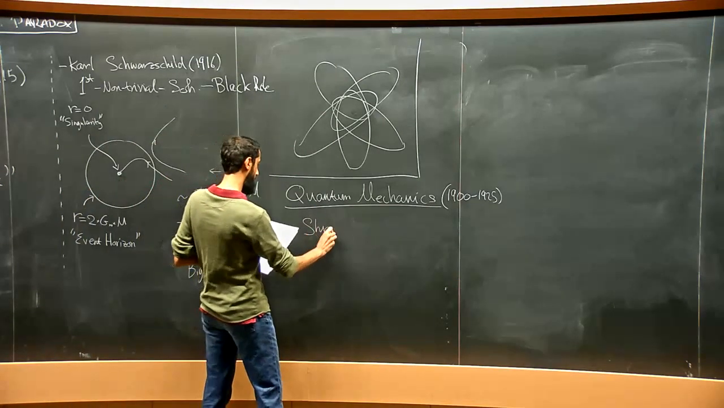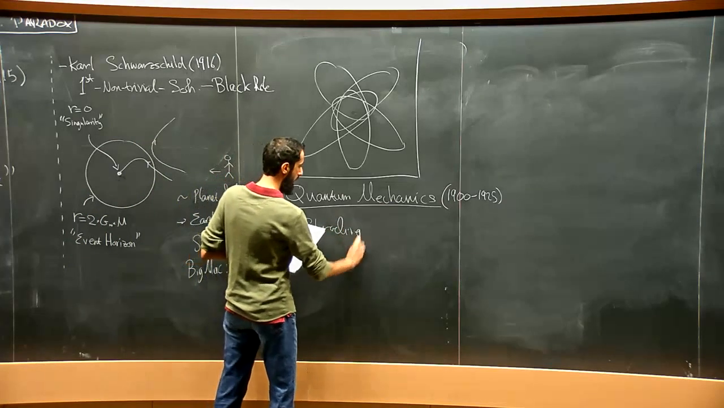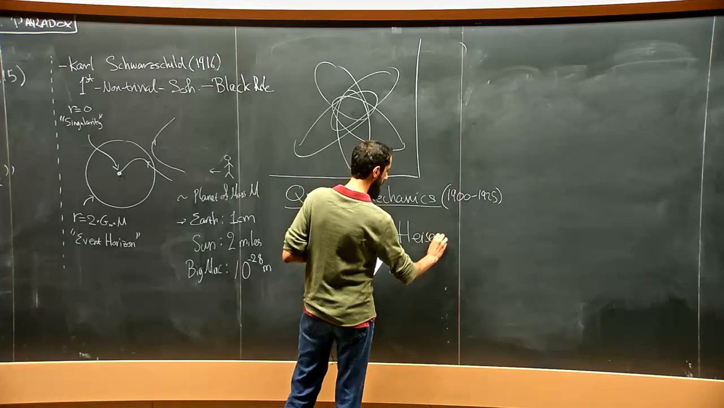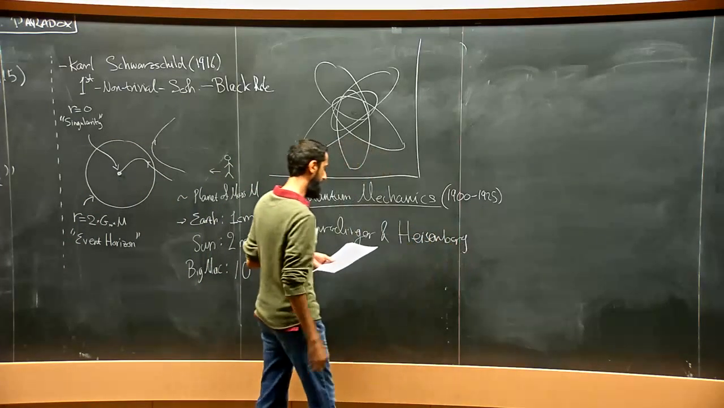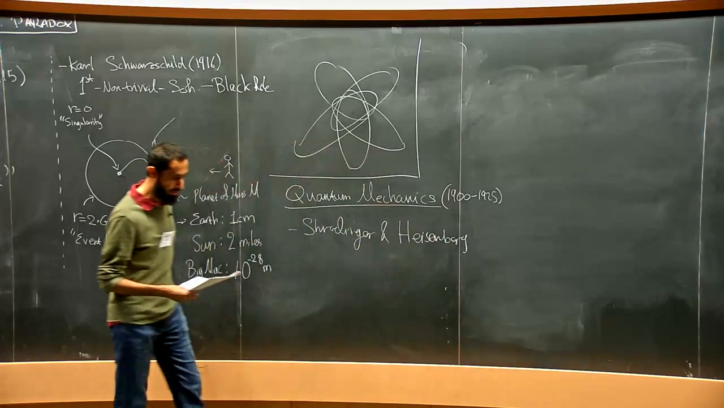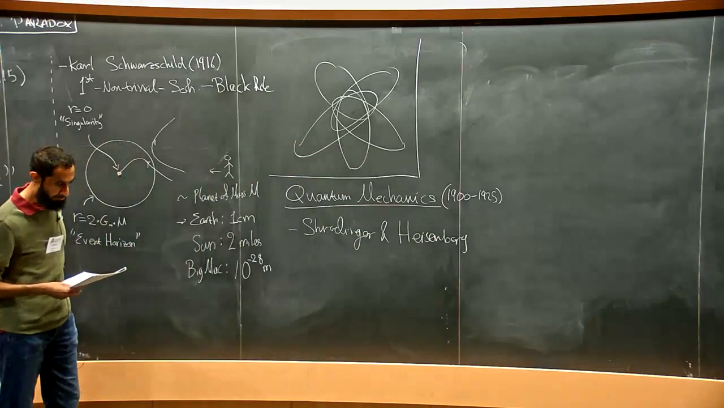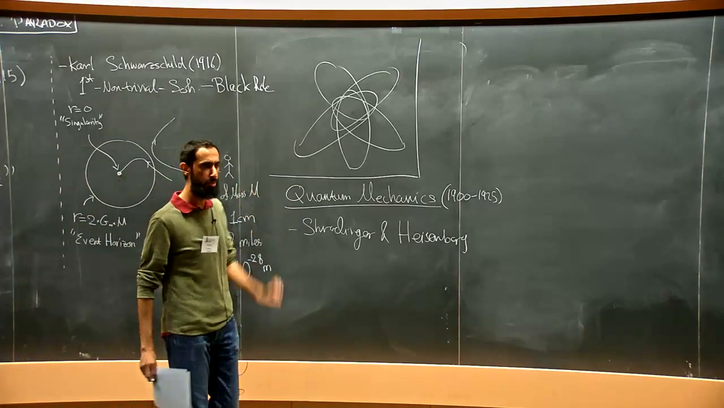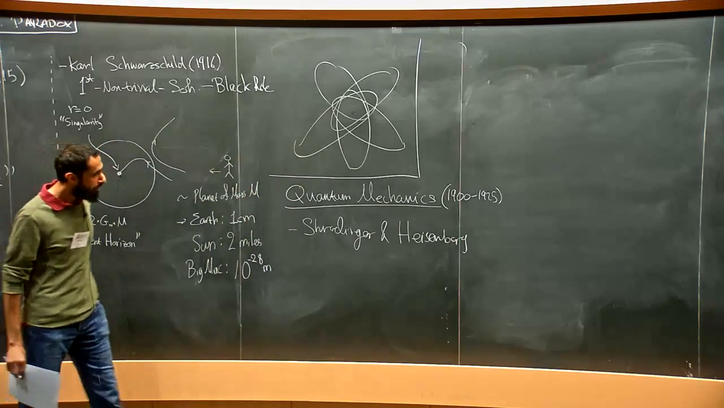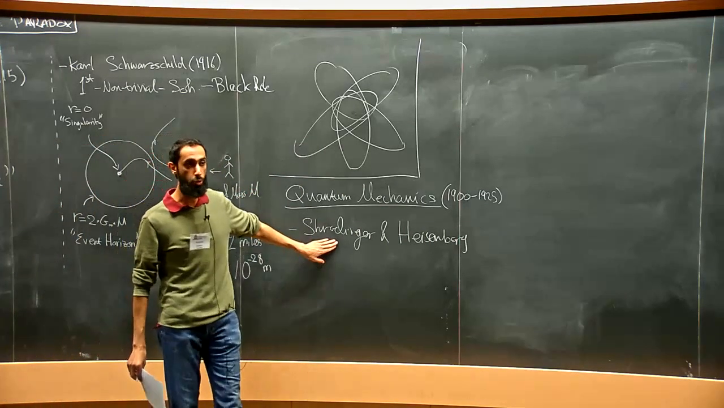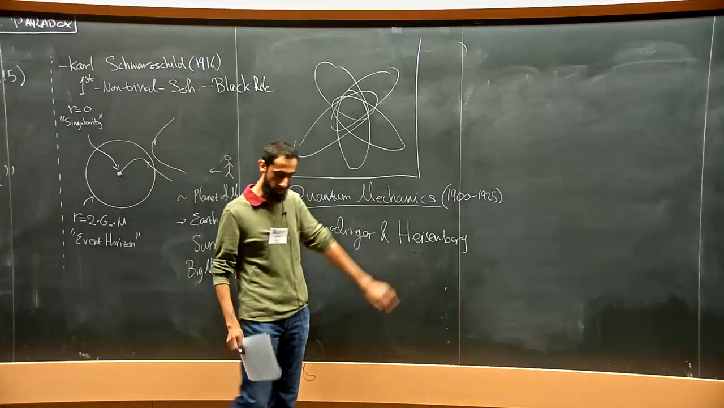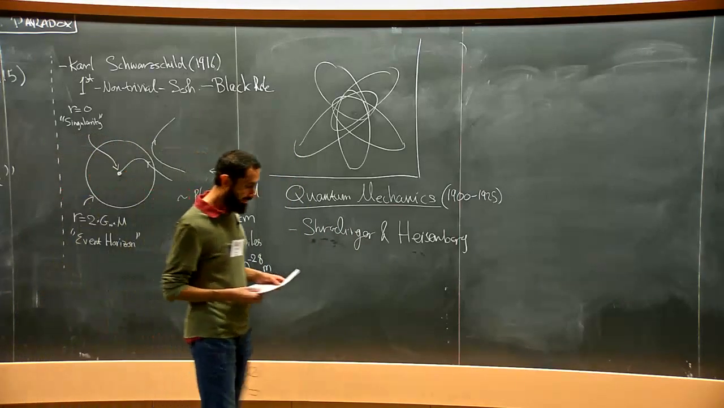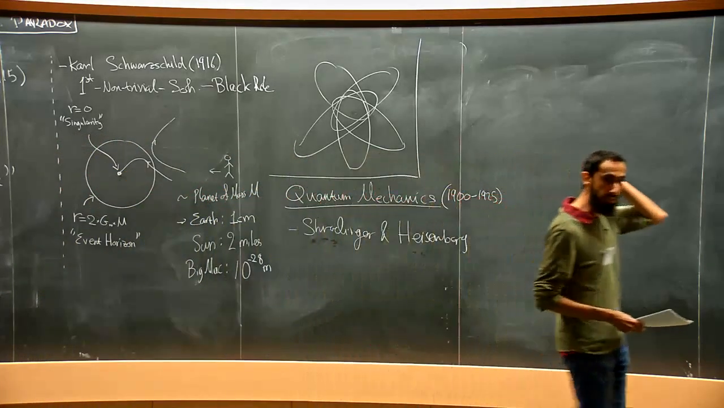Schrödinger and Heisenberg. And Heisenberg worked along with Jordan and I forget the other guy. Born, maybe? Yes. So Schrödinger is famed for his Schrödinger equation. Heisenberg developed what is called matrix quantum mechanics. And it's a really insane theory.